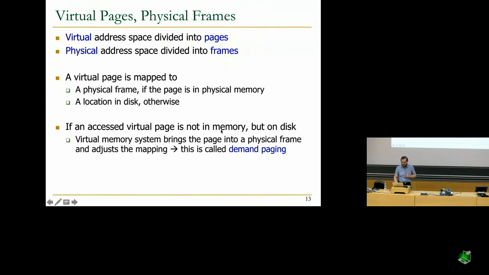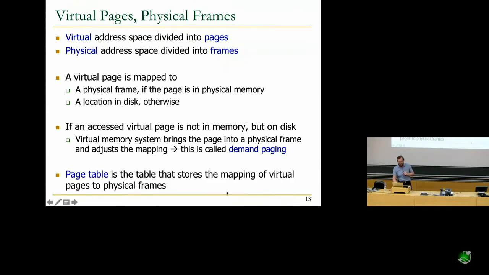So if an accessed virtual page is not in memory but on disk, the virtual memory system brings the page into the physical frame and adjusts the mapping. This is called demand paging. You may see that in your courses. Basically, on demand, you page from the disk into the physical memory. And the page table is a table that stores the mapping of virtual pages to physical frames. Hopefully, that's clear.